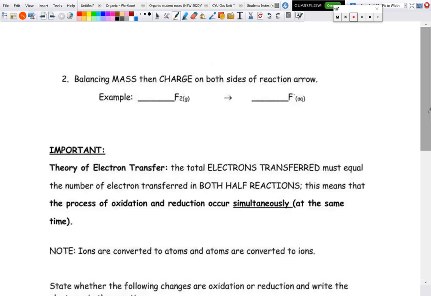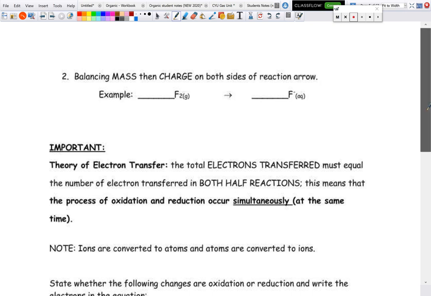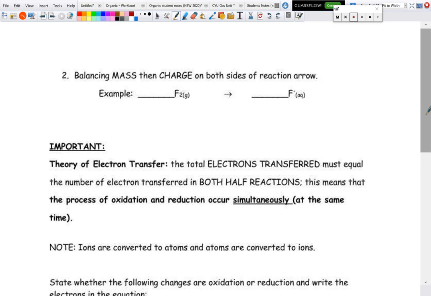Now the other way that you can do is balancing the mass and charge on both sides of the reaction. And this is the better way. I'd like for you guys to get used to this, where you actually look at balancing mass first. So for example, here we've got the F2, the fluorine element, going to the fluorine ion. We have 2 fluorines over here, but only 1 here, so we need to balance by mass first. Then we need to balance by charge.